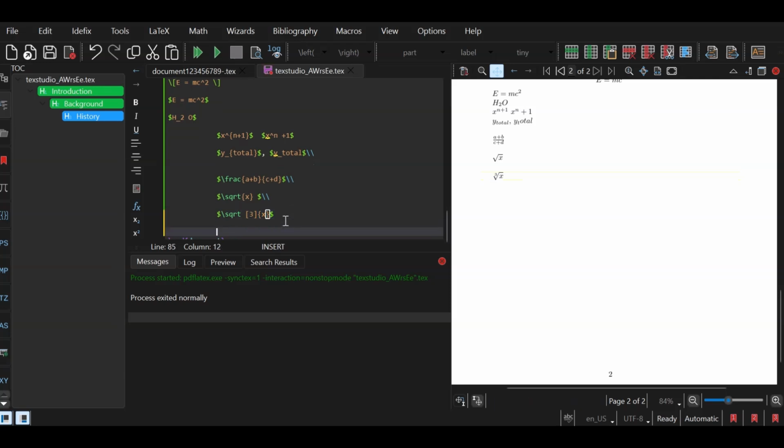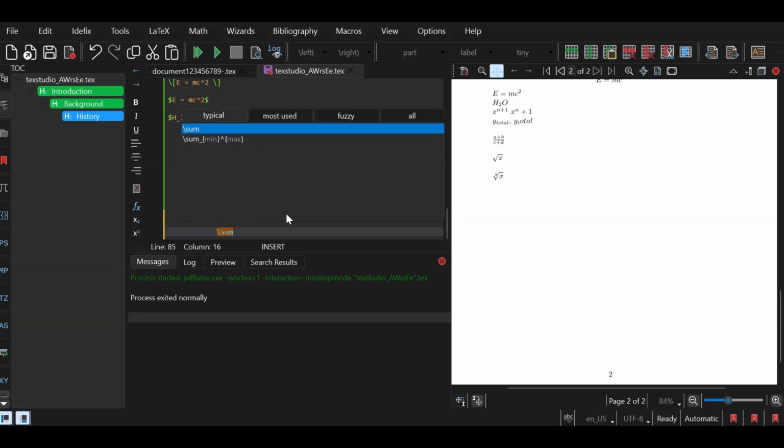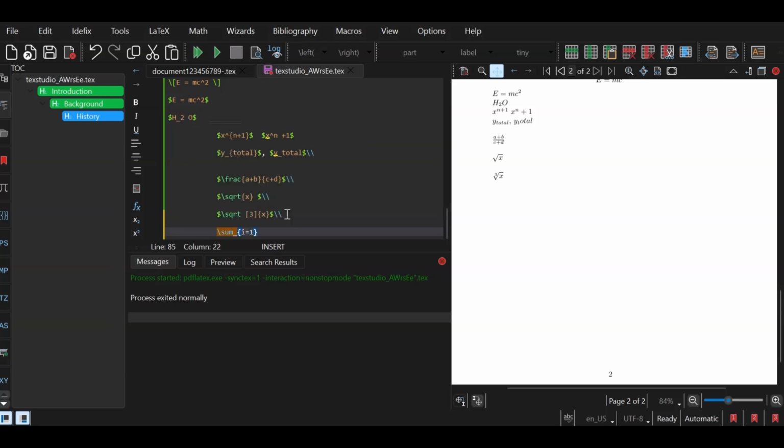And for summation and integration. For summation, write sum, then underscore i is equals to, this is where we mention our limit, and n, and like i square. And see, this is in orange color, so this gives an error. Why? Because we didn't mention our dollar sign here. Now this is correct. Okay, see.